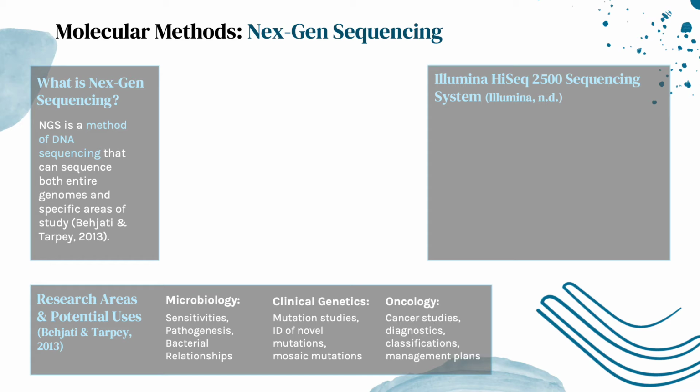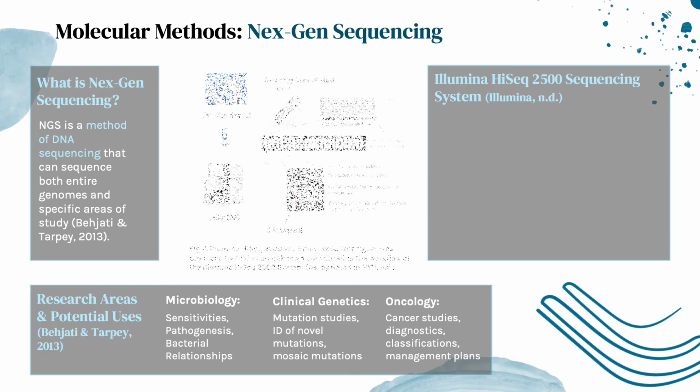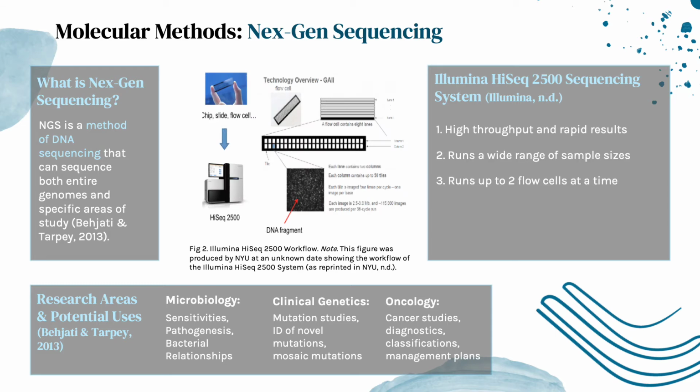So in this particular study, the specific system utilized is the Illumina HiSeq 2500 sequencing system. This system has been highly praised as there are several advantages linked to it. It is shown to have high throughput and rapid results. A wide range of sample sizes can be run. You can run 2 flow cells at a time. It has a high sensitivity and is very user-friendly.